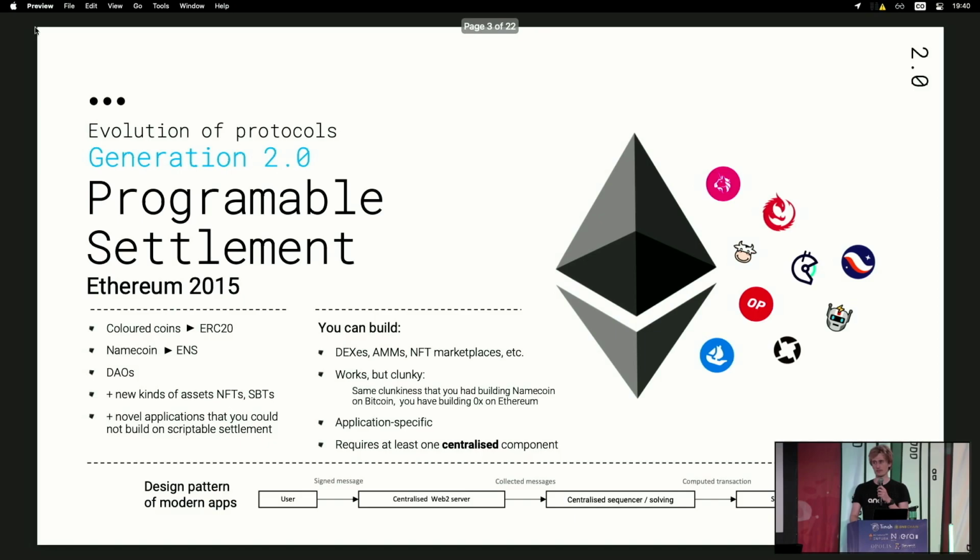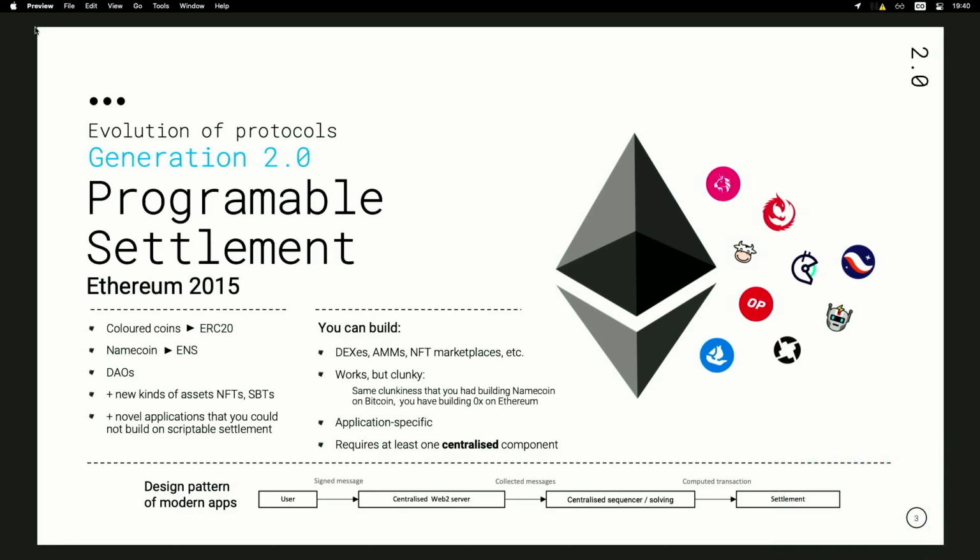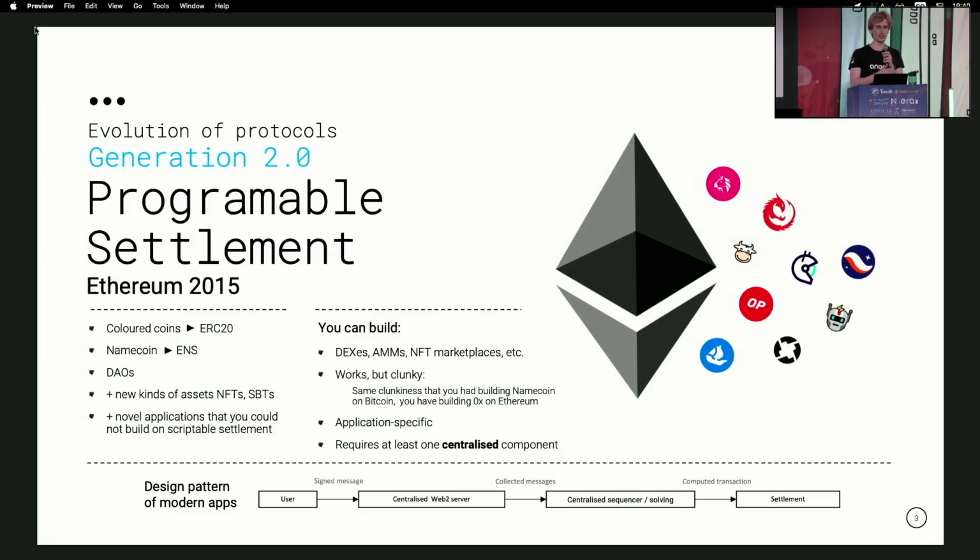And this pretty directly led to Ethereum, or what I would call generation 2. Systems that have programmable settlement. And all of a sudden, you didn't have to worry about running your own chain to run colored coins. You moved colored coins to ERC20s, you moved things like Namecoin to ENS, and you got a whole lot of other fantastic new things that you couldn't be building before. Like you could get DAOs, you could get soul-bound tokens, things like NFTs. Generally speaking, the level of complexity in terms of what was possible with regards to applications increased by like an order of magnitude roughly. And so as a result, nowadays you can build DEXs, AMMs, NFT marketplaces, and so on.